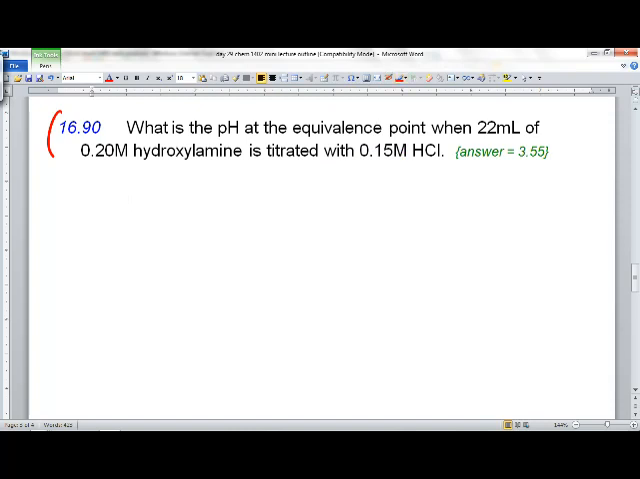This HCl is definitely a what? A strong acid, or an acid. That means this must be a what? That must be the conjugate base. So we're going to have to form the conjugate acid. You're going to have to write the Ka reaction.